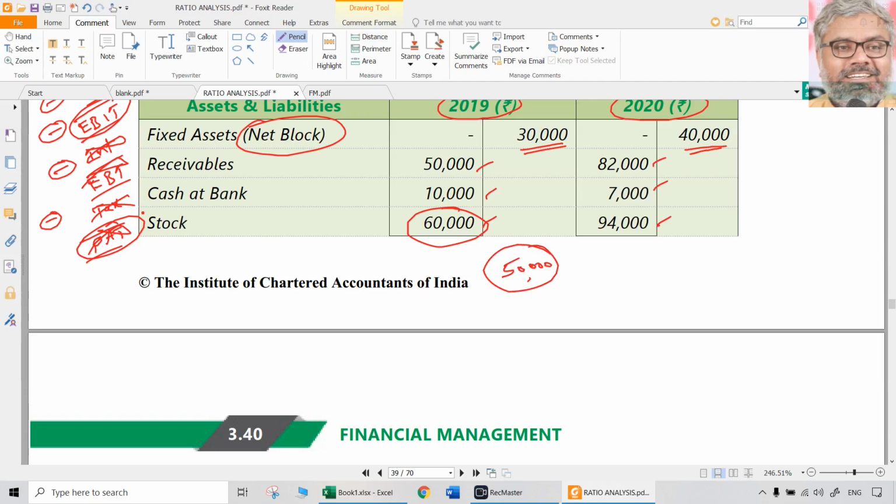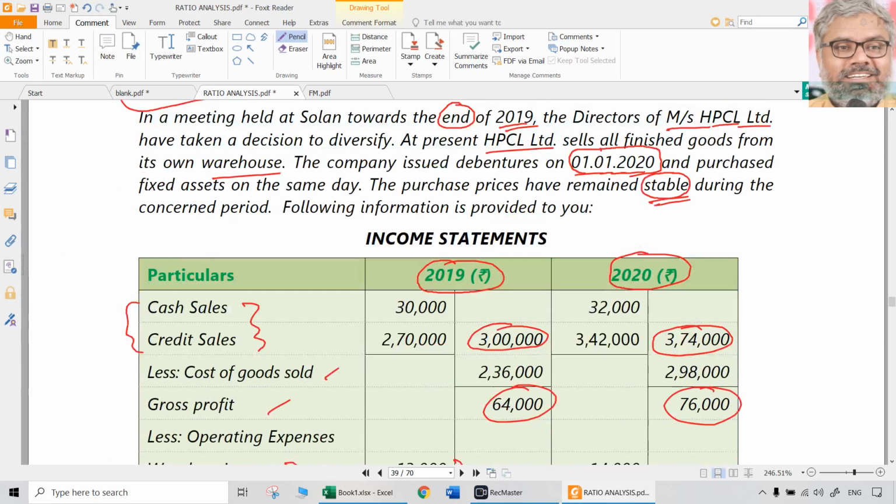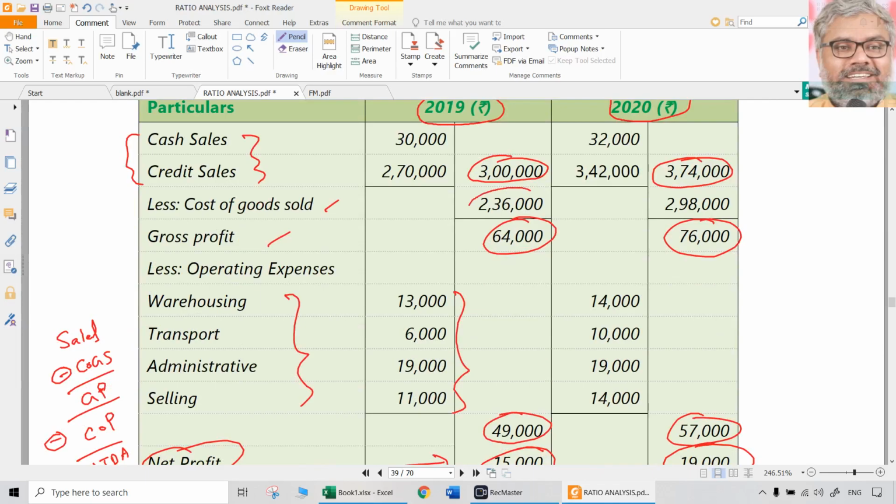Now, what will be the average stock for 2020? For that, we don't need further information. Already we have opening stock and closing stock, because the closing stock of 2019 automatically becomes the opening stock for 2020. So, 60,000 plus 94,000 divided by 2, 77,000 is the average stock for 2020 that we have. And cost of goods sold anyway is already given directly in the question. Cost of goods sold 236,298.